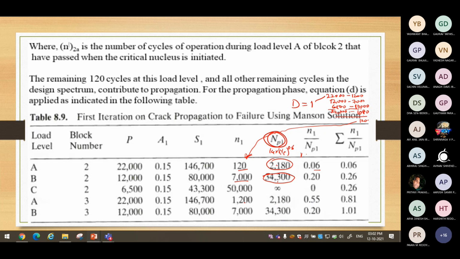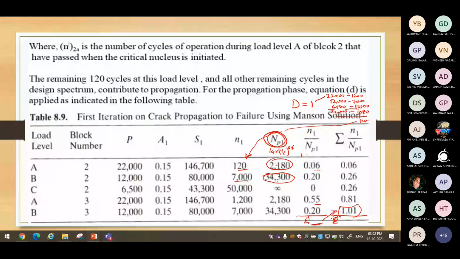2,180 is the propagation, 1200 we have to apply. We got this much of damage. 34,300 cycles, 1.01 damage. The last one is going to give us infinite only, 0, no addition. Therefore, it is anyways understood. No damage is going to occur because of that last load. Okay, you just calculate the summation. This itself is summation together. 1.1 is summation, or here we can do the summation.